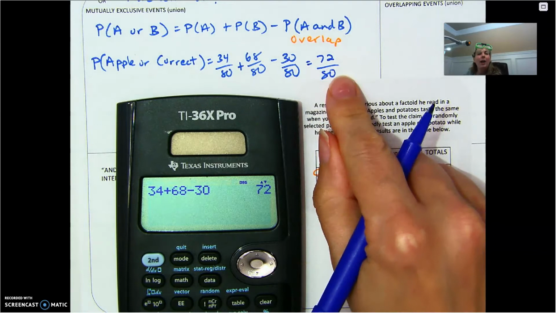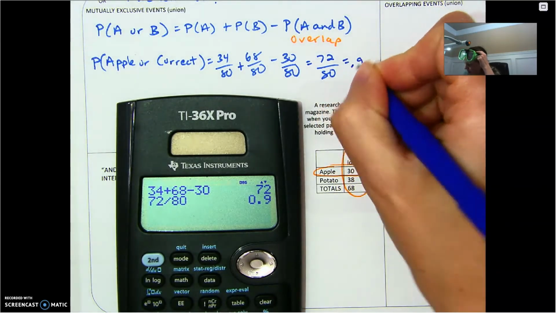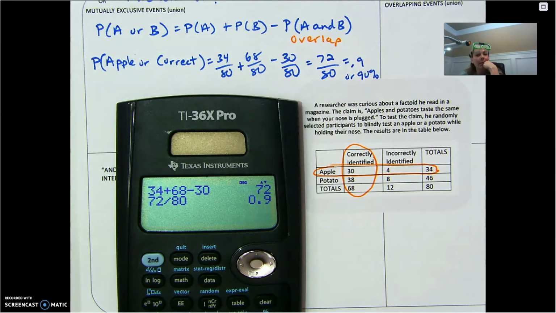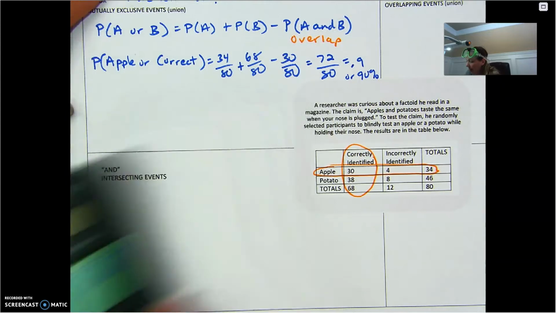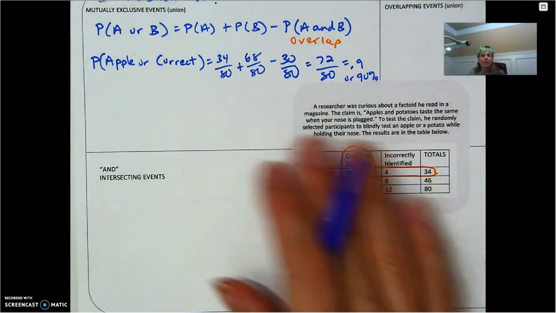All right, 72 out of 80 chance that you're eating an apple, or you guessed correct. You could always turn that into a decimal if you want. So that would be a 90% chance, right? 0.9 or 90% chance.